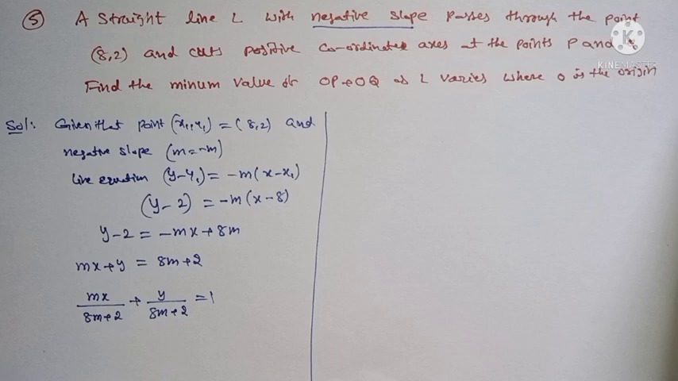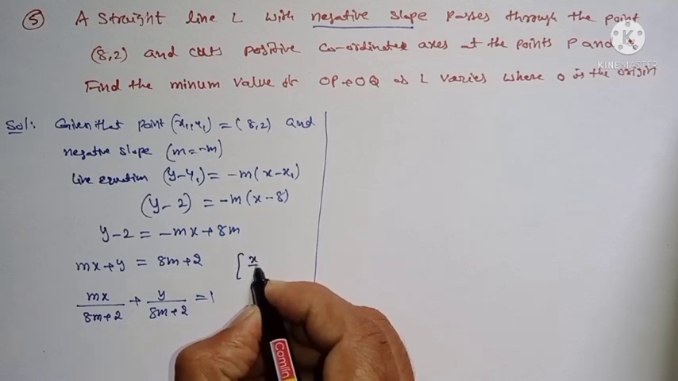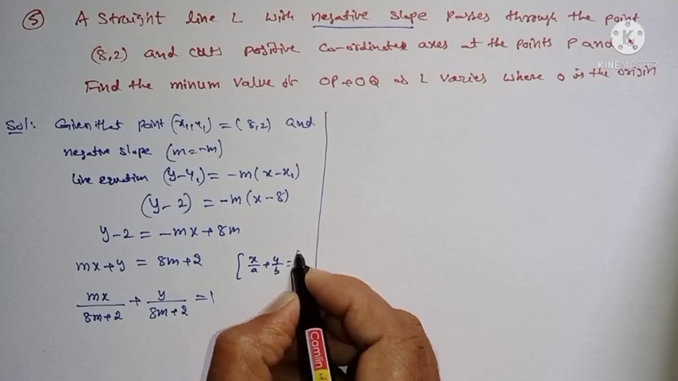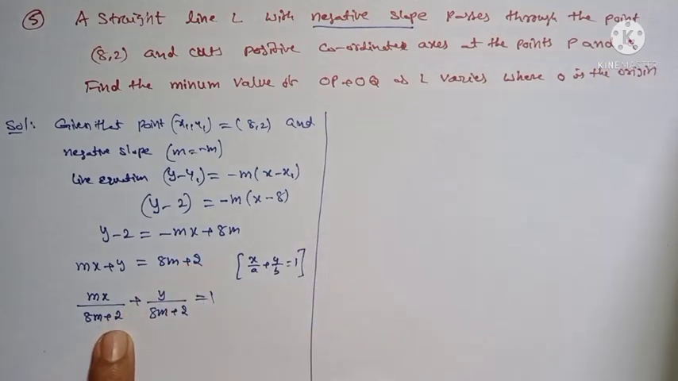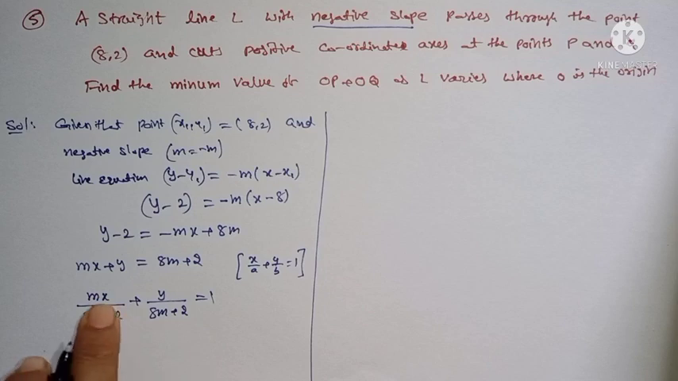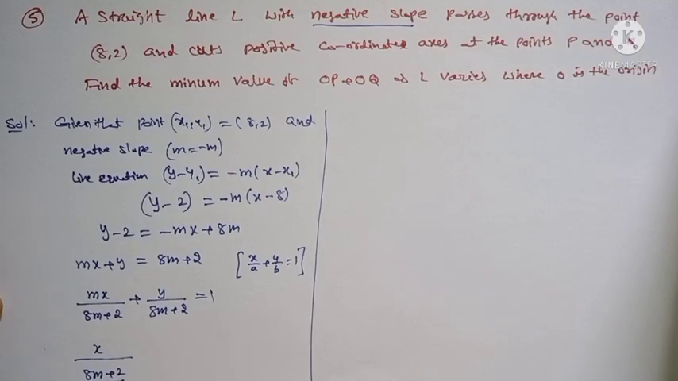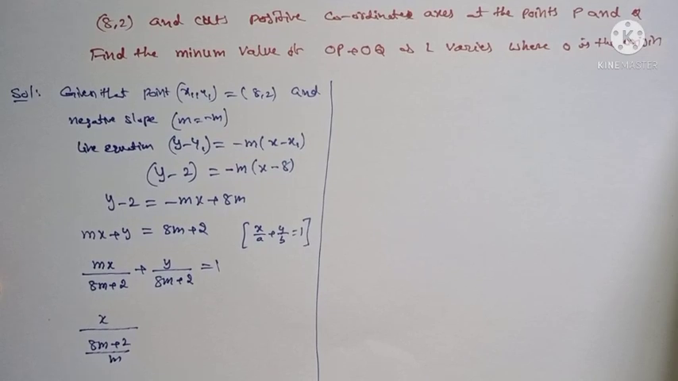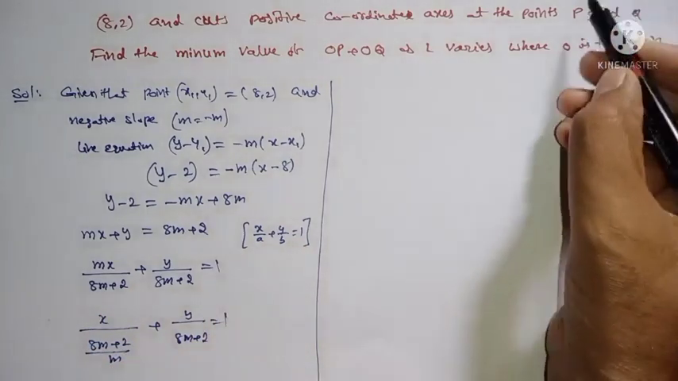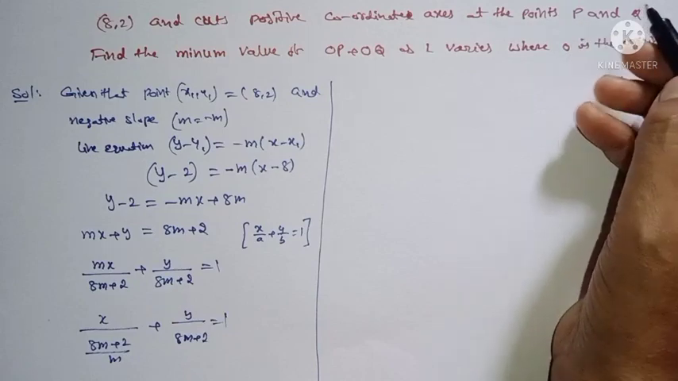These are not in the standard form. What is the standard intercept form? x by a plus y by b is equal to 1. That's why I am dividing both sides by 8m plus 2. Again m is there, therefore divide with m: x by (8m plus 2) by m. Clear? x by (8m plus 2 by m) plus y by (8m plus 2) is equal to 1. This is the intercept form x by a plus y by b is equal to 1. But here a and b are not given. What is given here? P and Q are given.